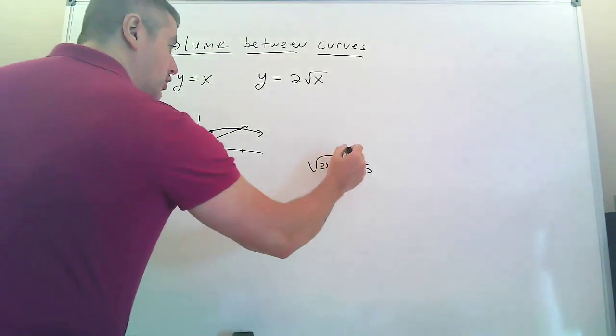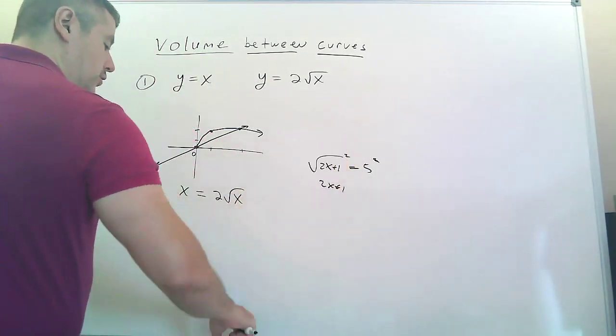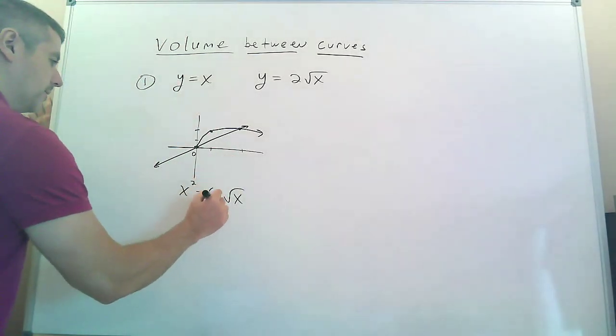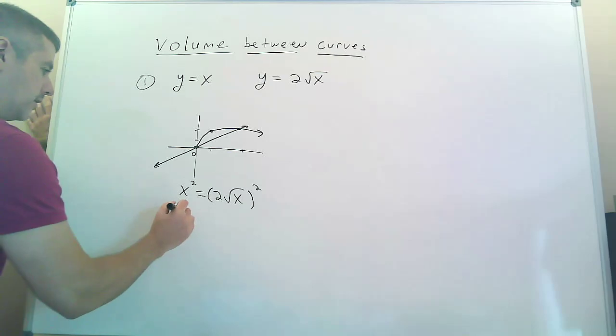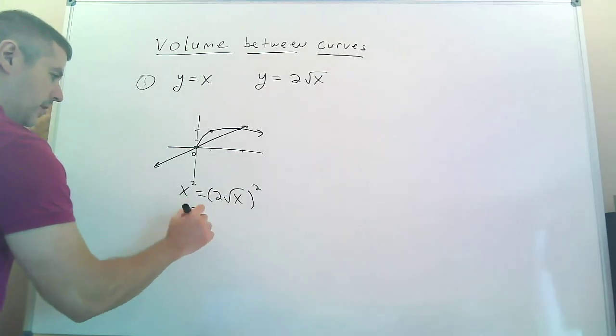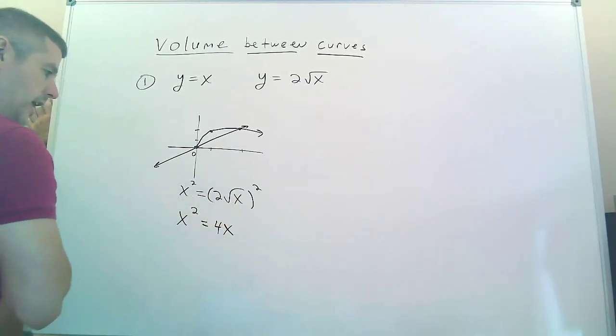All right, so you would have to square both sides to get rid of the radical, right? Here you would just get 2x plus 1, right? You square the square root. So I'm going to square both sides of this to get rid of the radical. That gives me x squared over here. When I square this side, you have to square the 2 to get 4. When you square radical x, you get x.